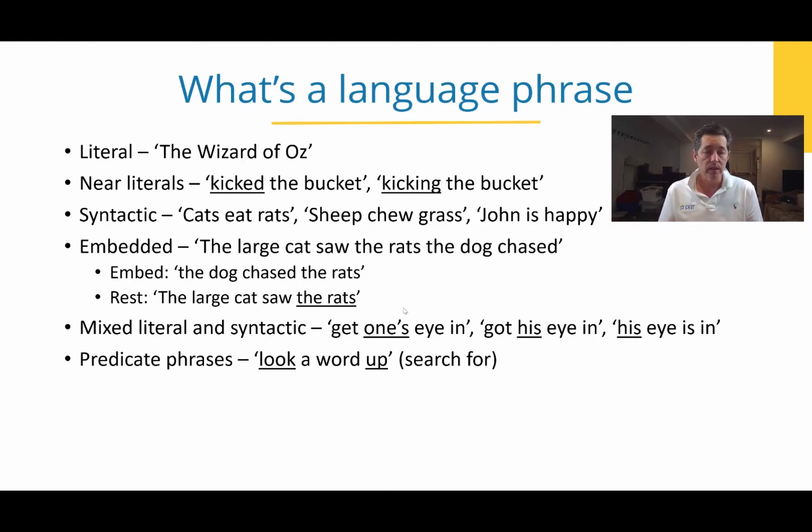So in that example there, the large cat saw the rats the dog chased. What we do is we first extract the fact that the dog chased the rats. That's a semantic representation that we can then carry forward into this conversation. But we also know that the large cat saw the rats. And which rats were they? They were the ones that the dog chased. So all of that information comes to bear on NLU.